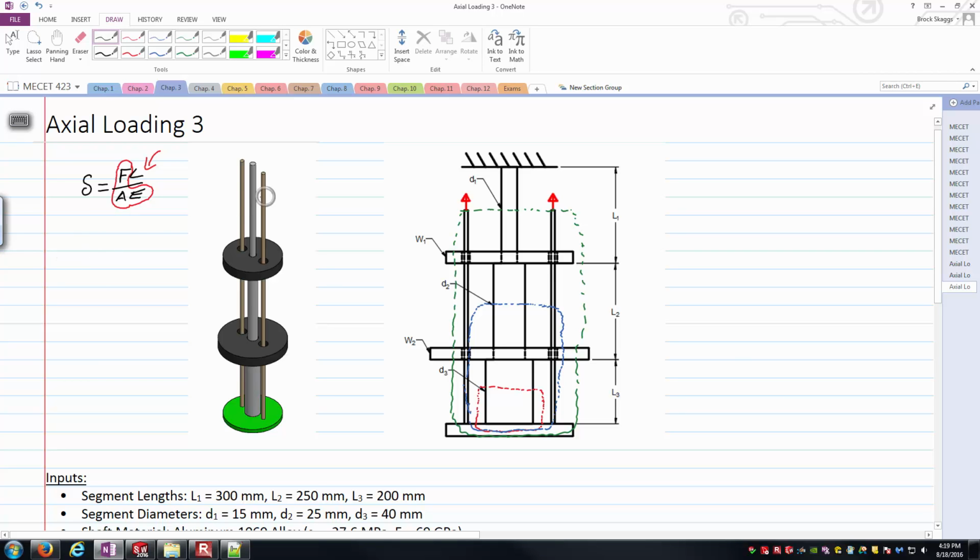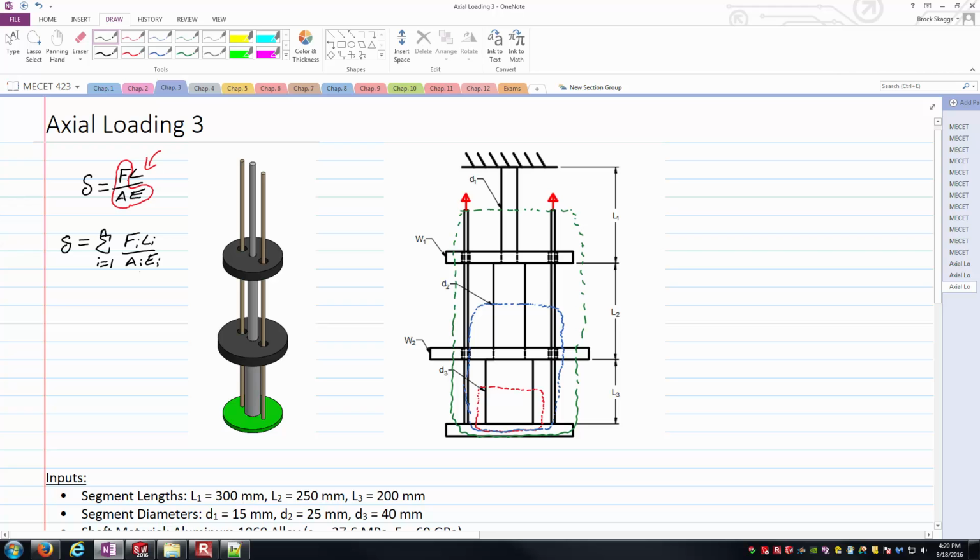We basically say, well, can I apply this to each of the sections of the shaft and then just add them all up? Sure, and that's what we're going to do. We're going to say delta is equal to the summation from i equals 1 to some number n of Fi Li over Ai Ei. The idea is that in between each of these sections we have to have constants. So in any length Li that we consider, the F, A, and E all have to be constant.